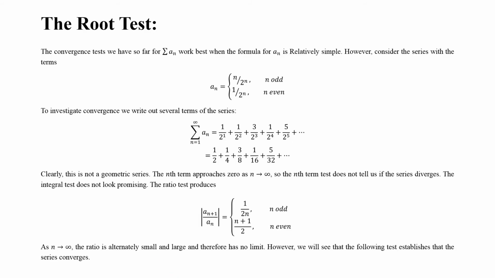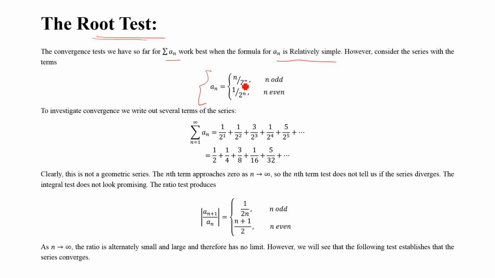Okay, next test. This is called the root test. So some root is going to be involved in this test, as the name suggests. The convergence tests we have so far for sigma a(n) work best when the formula for a(n) is relatively simple. So all the tests done so far are used for simpler series. Now, what if the series looks like this?